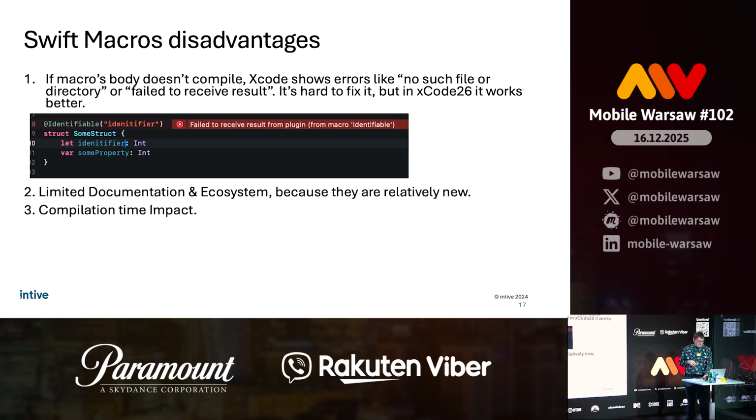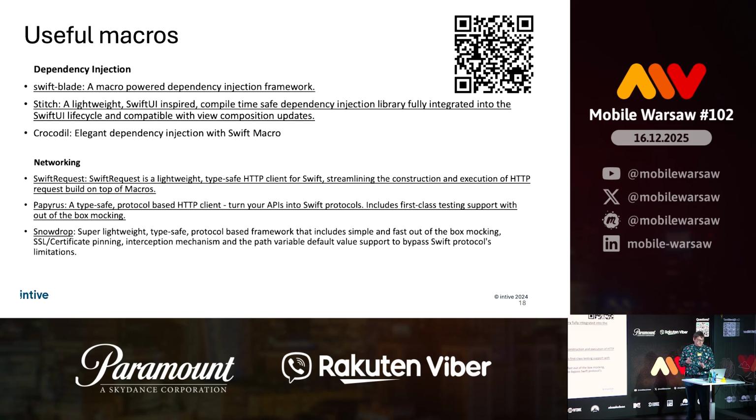Okay, but except for writing macros, you could use someone else's macros. There is a great list of Swift macros made by Krzysztof Zabłocki. If you want, you could enter it via the QR code. In my opinion, the most valuable macros at the moment are those which could serve dependency injection or networking.